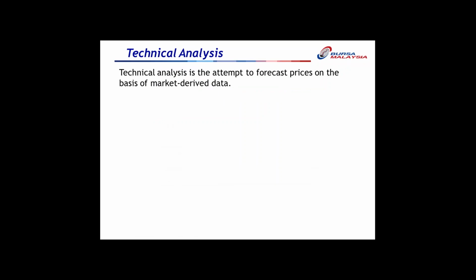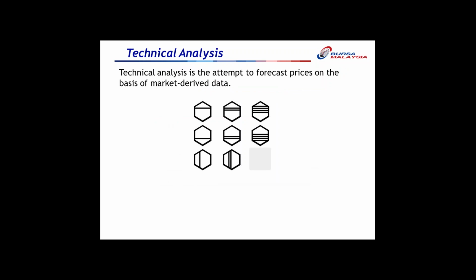Alright, so let's talk about the basics. What is technical analysis? Basically, technical analysis is the attempt to forecast prices on the basis of market-derived data, such as price, volume, and so on. So it's like you look at this pattern. You see the triangle, the hexagon pattern, and then you try to predict what would be the last pattern. All right. So we take the technical analysis from the hexagon context to a chart context.